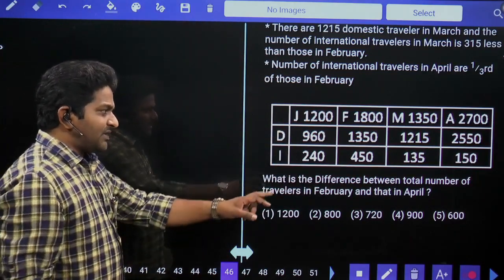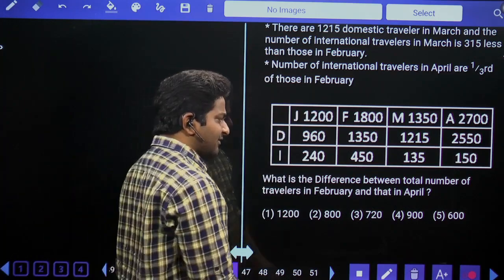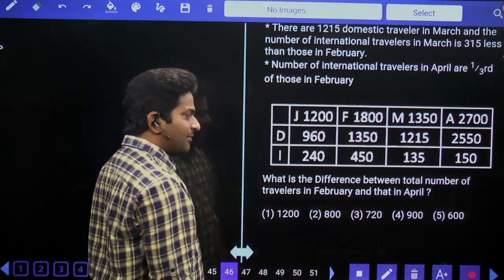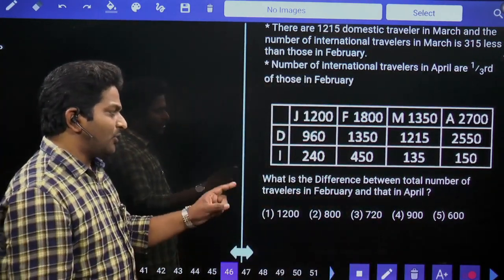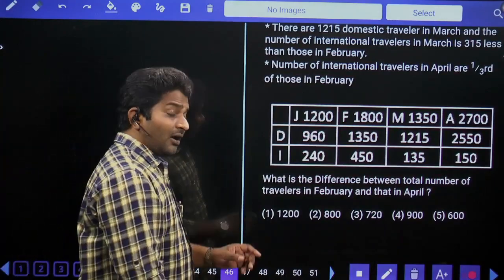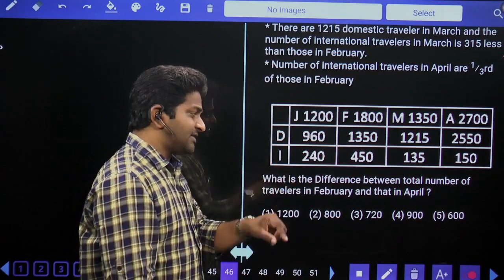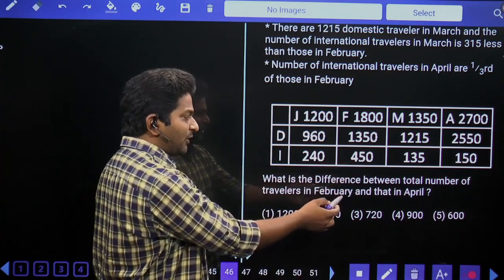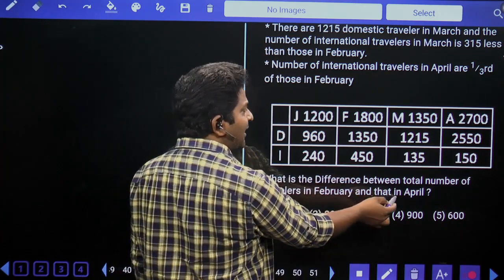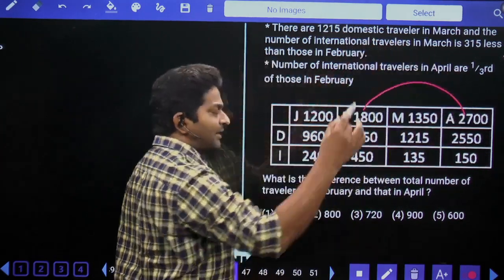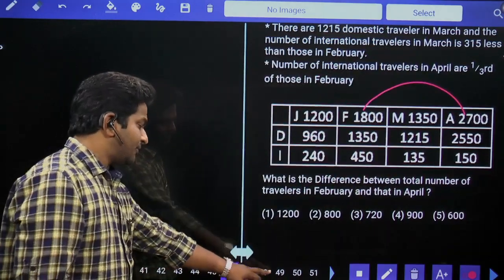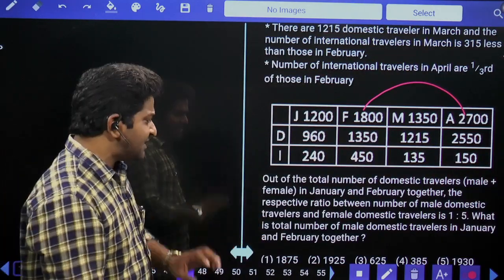Now, what is the difference between the total number of travelers in February and in April? It is about the total number of travelers, not domestic and international. It is about the total. The difference between the total number of travelers in February and April is 900, which is the fourth option. Once the table is prepared, it will be easy.